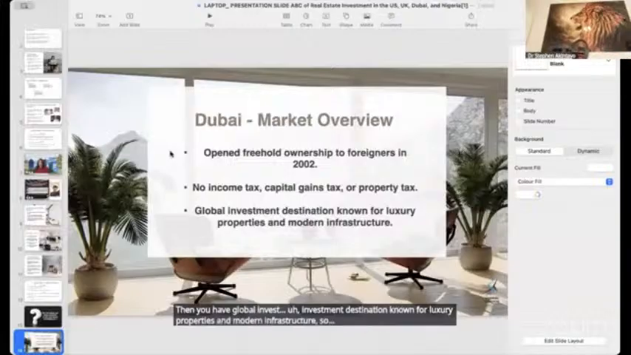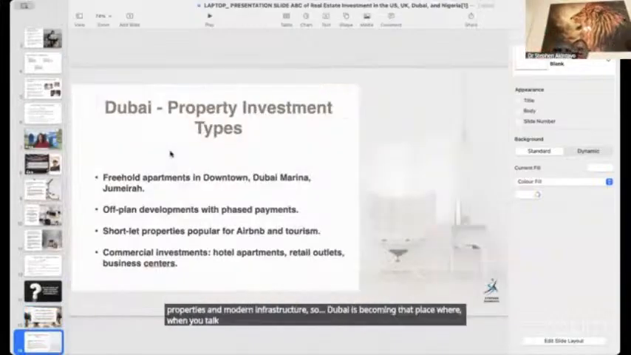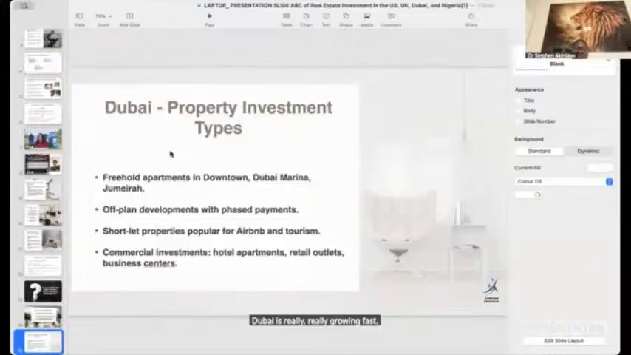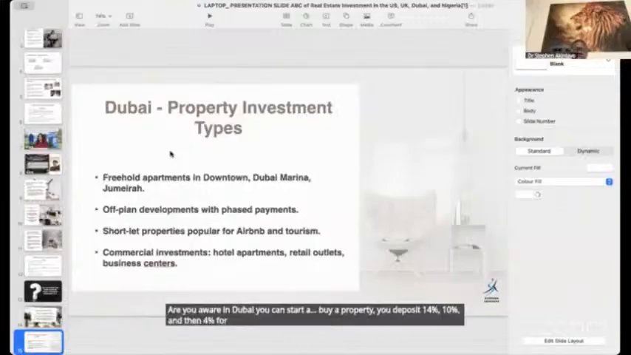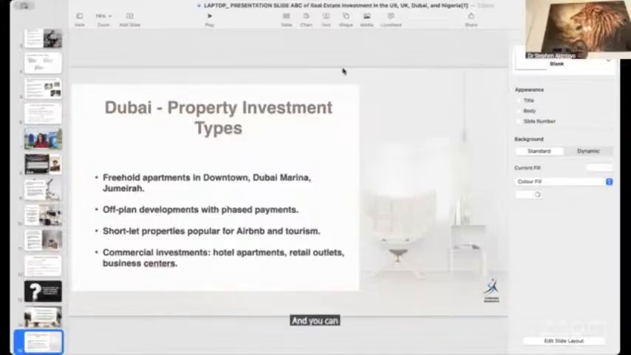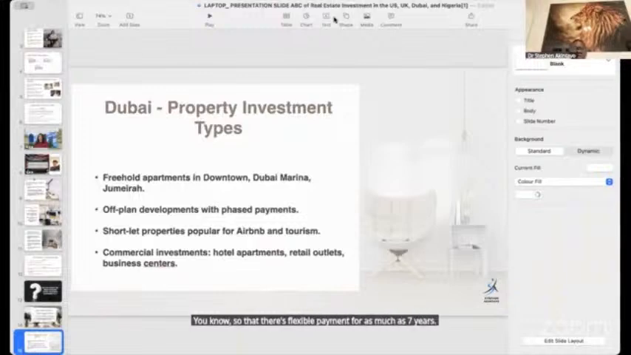Dubai is becoming that place where, when you talk about modern infrastructure, Dubai is really, really growing fast. Freehold apartments in Downtown, Dubai Marina, Jumeirah, and off-plan developments with phased payment. Are you aware that in Dubai you can buy a property, you deposit 10%, 14%, and then 4% for government fees. And some allow you to pay 1% of what is left every month. So there's flexible payment for as much as 7 years, even if you are not a resident of Dubai, even as a foreigner.